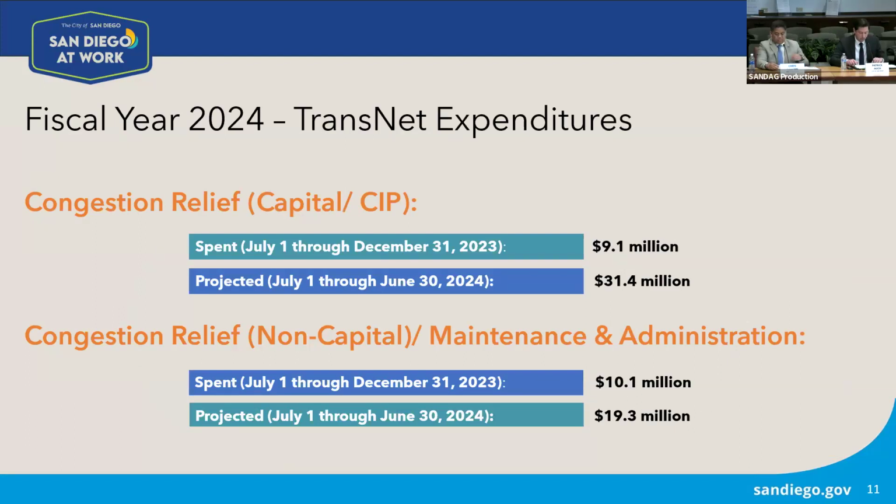As mentioned on a previous slide, the city is projecting to spend a total of 50.7 million of TransNet funding this fiscal year, 31.4 million in capital projects and 19.3 million in non-capital and maintenance projects, as well as administration. Up to December 31st, 2023, TransNet expenditures totaled 19.2 million for both capital and non-capital projects. That is 38% of the total projected expenses.